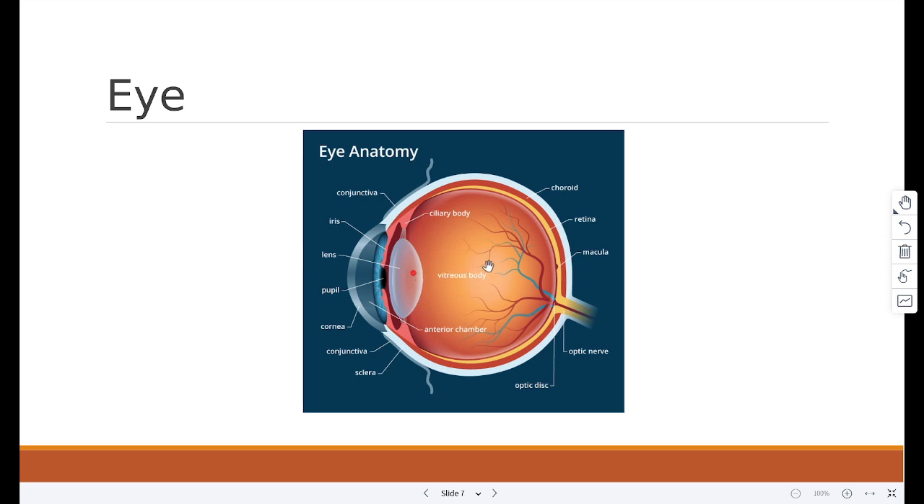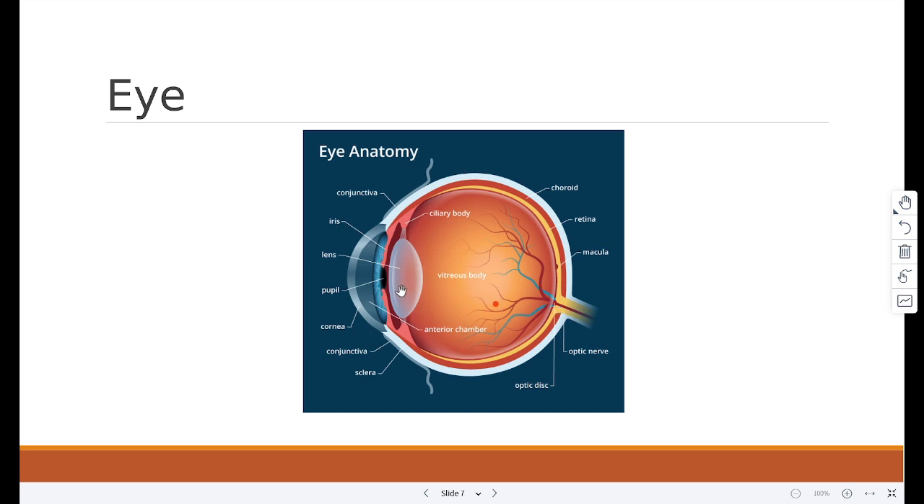So then we have the retina. The retina is right here. The retina contains light receptor cells, rods and cones. Then we have the optic nerve. The optic nerve is here. It is a sensory neuron that carries impulses between the eye and the brain.